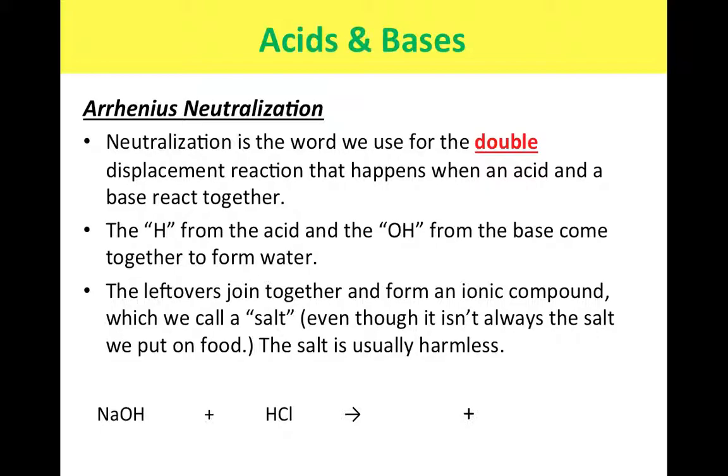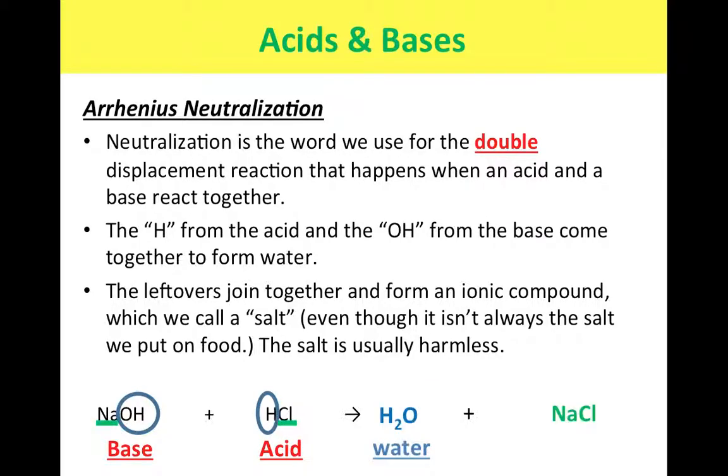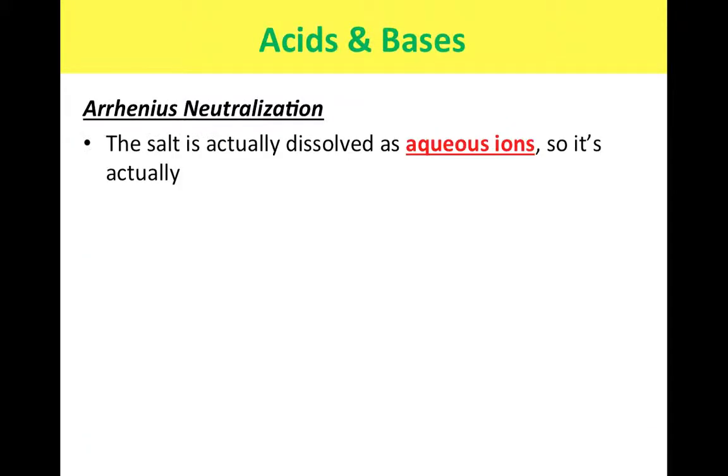So here you have sodium hydroxide and hydrochloric acid. So you have the hydroxide and hydrogen combining to form water, and the leftovers is just salt. So the salt is normally dissolved as an aqueous ion. So here is what the total ionic equation would look like right there.